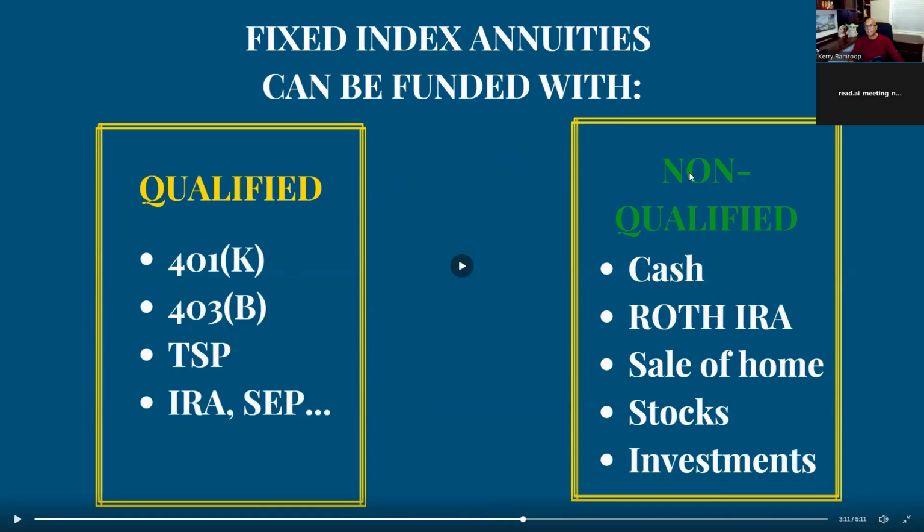So say you got your salary, it went into your bank account, and then you decide to use that to fund a FIA. That's like cash. You will not pay taxes on that deposit. You will only pay taxes on the growth of that money, right? So just so you understand that as we move forward.